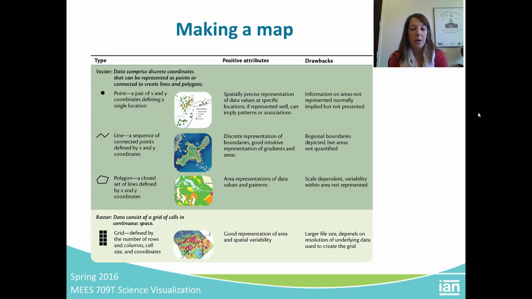A raster-based map is very different. It's not editable. It is made to be a grid of cells in continuous space. A very common example of this is bathymetry maps. Almost all bathymetry maps come as raster-based images, and you can't edit them in GIS, but we will go over how you can work around them in Illustrator.